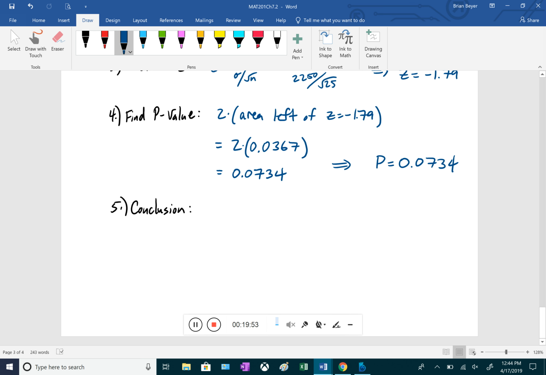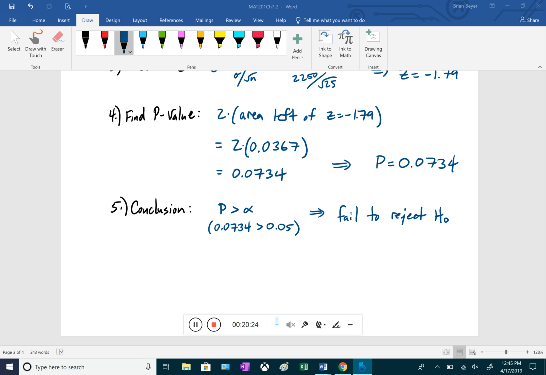So in this case, our p-value is actually greater than alpha because 0.0734 is greater than alpha, which was 0.05. So when this happens, what that means is we fail to reject the null hypothesis. Okay, so remember, failing to reject it does not mean we can accept it. It just means we failed to prove it wrong, and that is it.